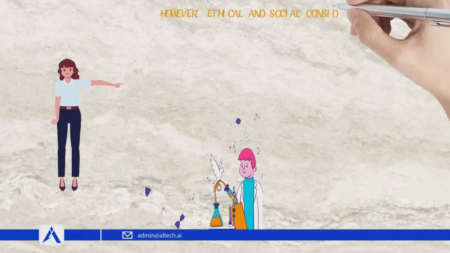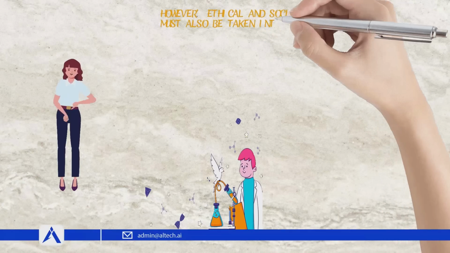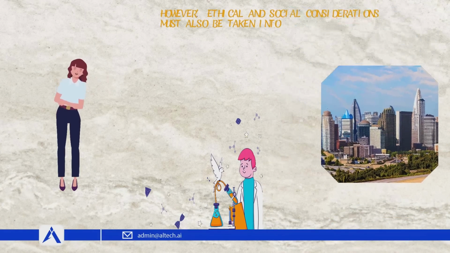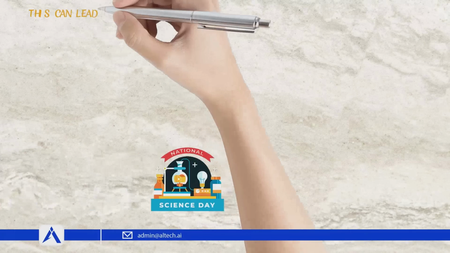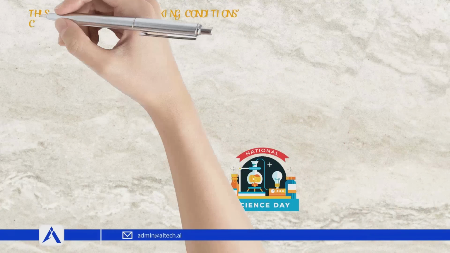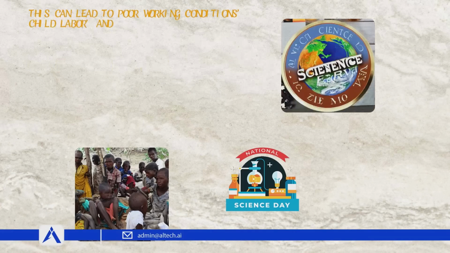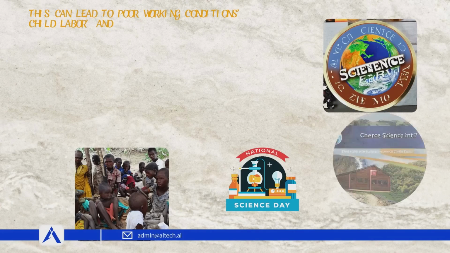Renewable energy has become an increasingly popular topic in recent years, as we strive towards a more sustainable future. However, ethical and social considerations must also be taken into account when implementing these technologies. According to statistics, many renewable energy sources, such as solar and wind power, rely heavily on rare earth metals that are often mined in developing countries.